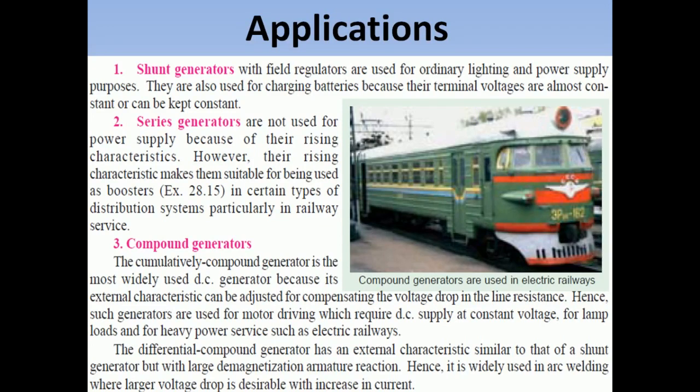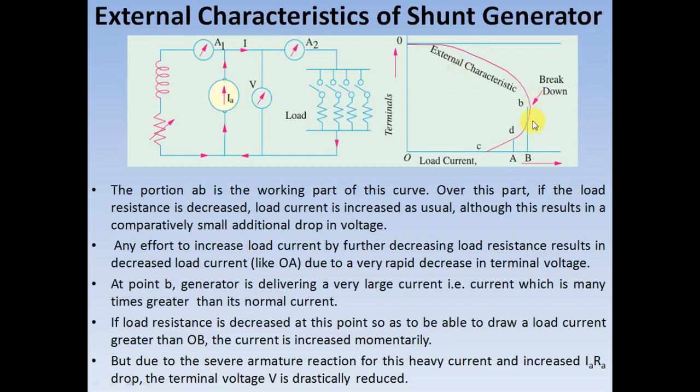Next we are going to study the applications of compound generators. Even though you haven't studied the characteristics of compound generators, you must know their applications. As we discussed in the types of DC generator session, compound generators are classified into cumulatively compound and differentially compound. The characteristics of a differential compound generator are very similar to those of a DC shunt generator, but with larger demagnetizing armature reaction, due to which there will be large drops here. The only difference is that these drop magnitudes will be very large.